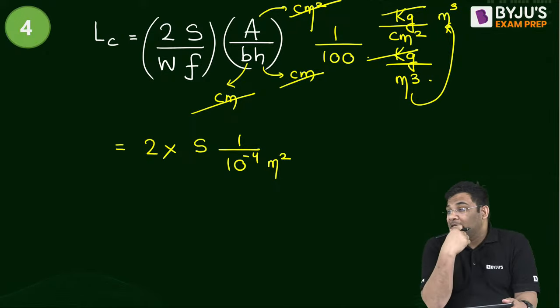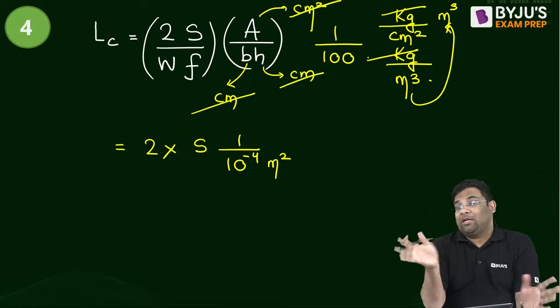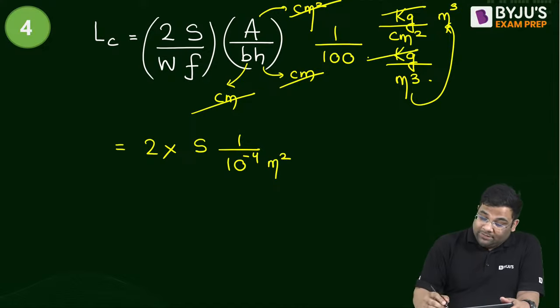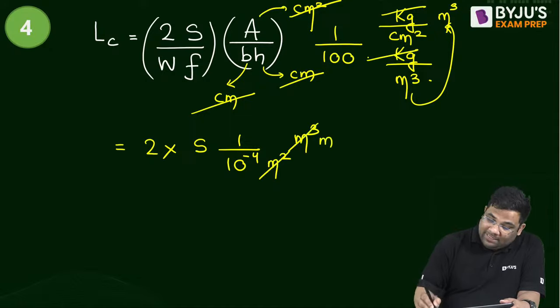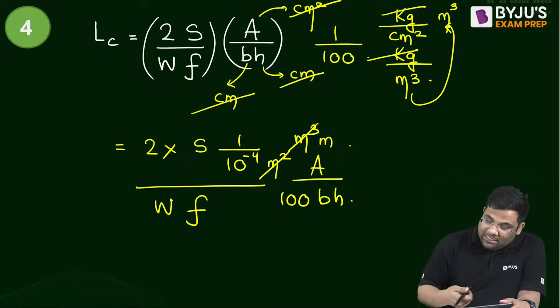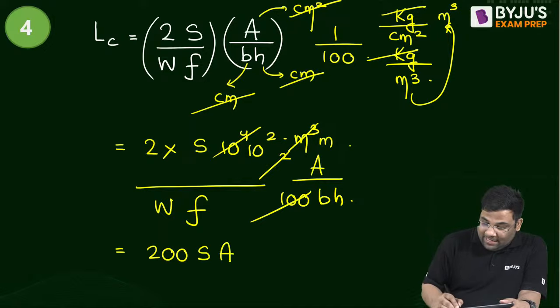Now, I'm explaining so much because they ask about this formula a lot in many examinations, and students get thoroughly confused. Most of you also got confused, therefore I'm giving some explanation. Now you see what happened. This meter cube is at the top. So meter, divided by W into F, area, this was 100, right, 100 BH. This 10 to the power minus 4 will become 10 to the power 4, and this will get cancelled. I am getting 200, right? This formula becomes 200 S A by W into F B H.